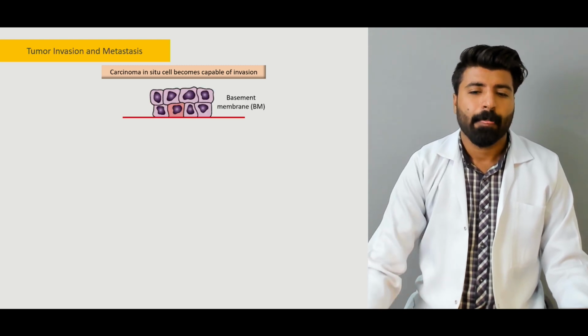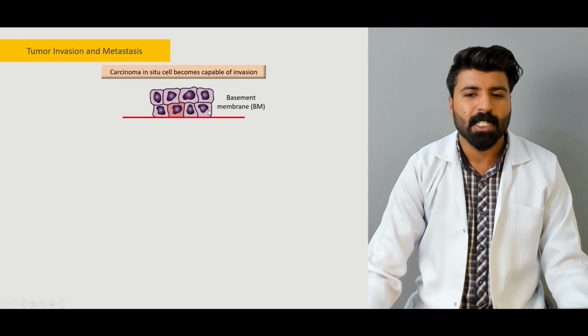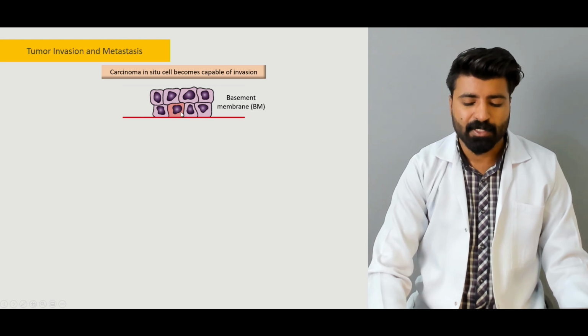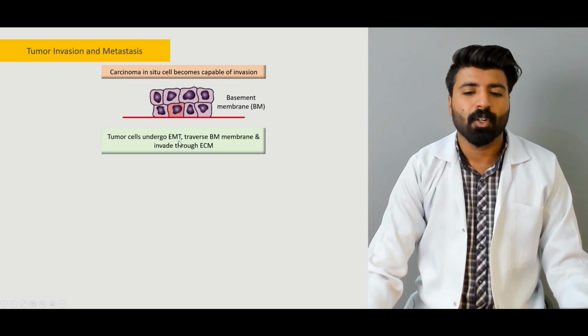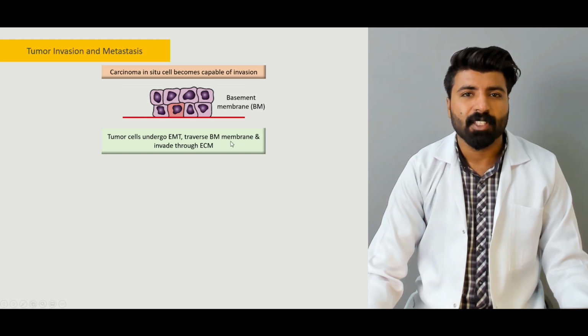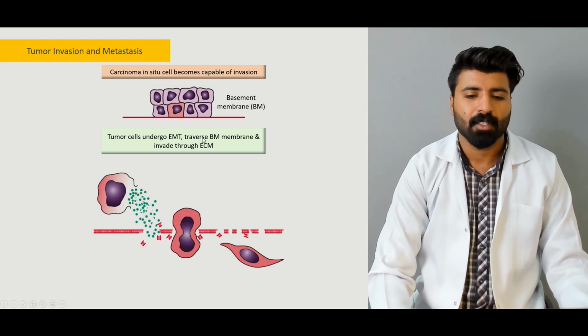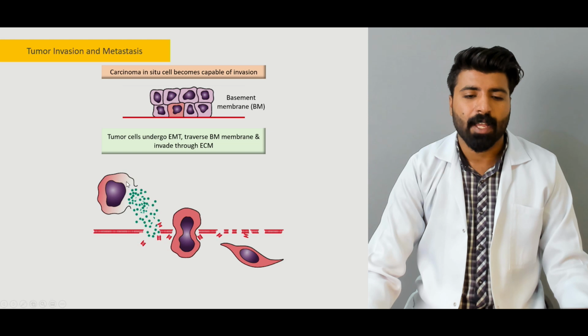What happens is that this is the basement membrane. For example, it's a basement membrane. The tumor is right here. Now it wants to invade. So what happens? Tumor cells undergo EMT, traverse basement membrane and invade through extracellular matrix. Tumor cells undergo EMT, they go through this whole shrinking process. They traverse the basal membrane, they affect the basal membrane and invade through extracellular matrix.